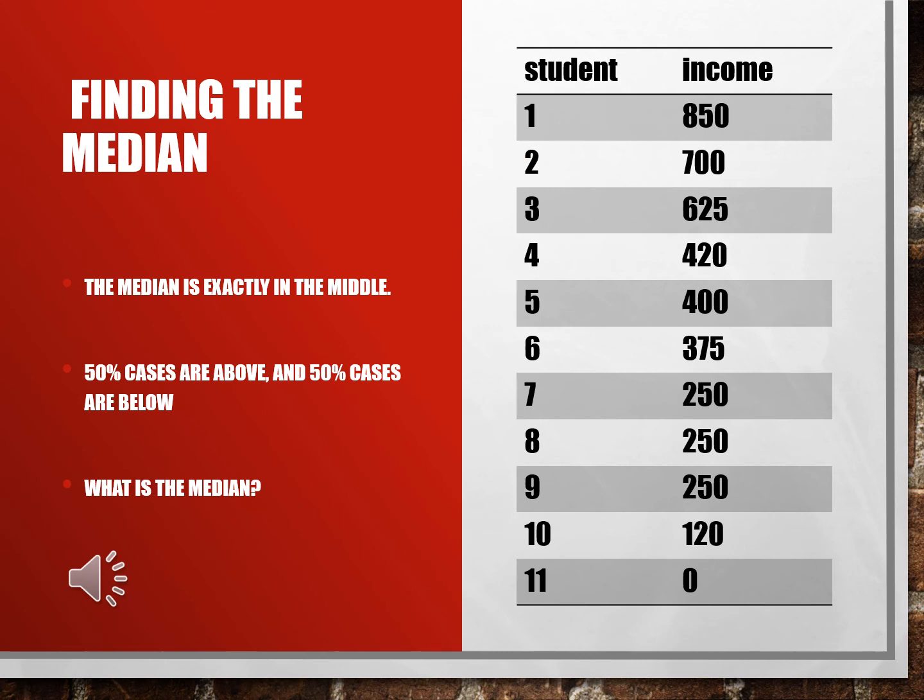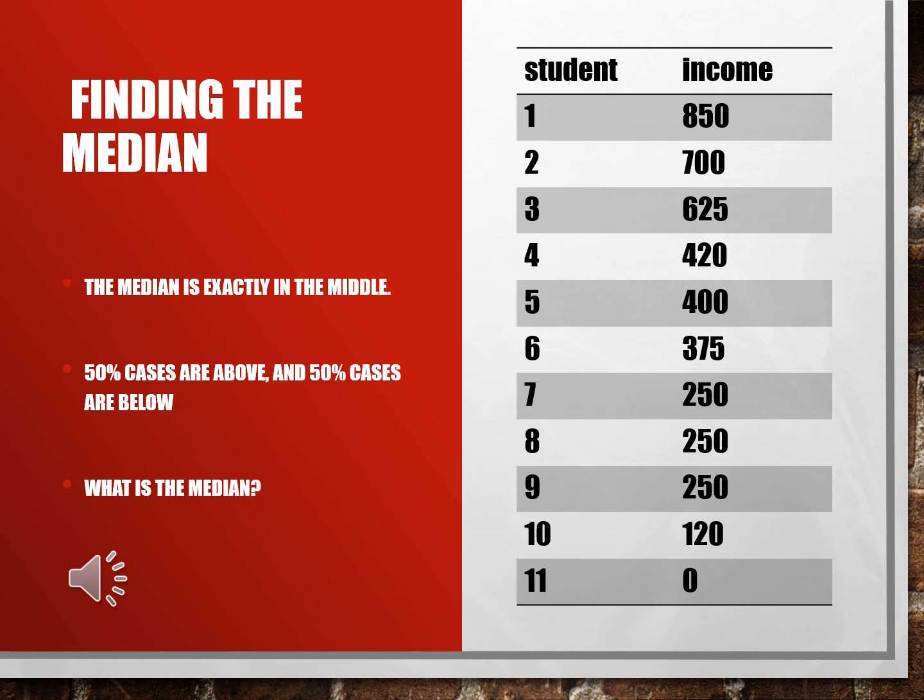In order to find the median, we have to put things in order from smallest to largest. And so that's what we've done here. So we start off with 0 at the bottom and we go up to 850. So we have an odd number, right? So we're going to count up 5, 1, 2, 3, 4, 5. And then we're going to count down 5, 1, 2, 3, 4, 5. Both times we get this number 6. So 375 would be considered our median number.